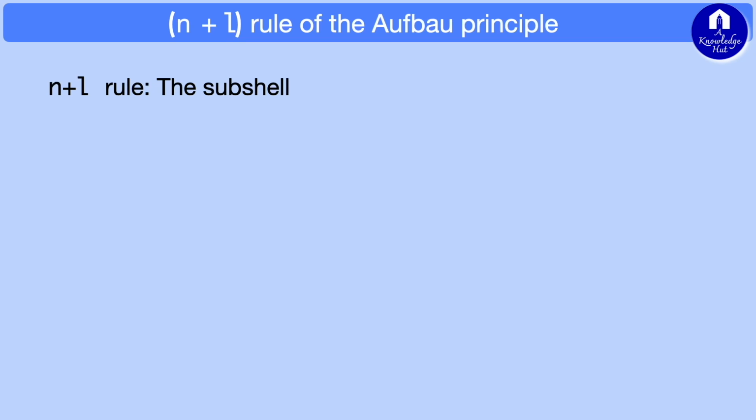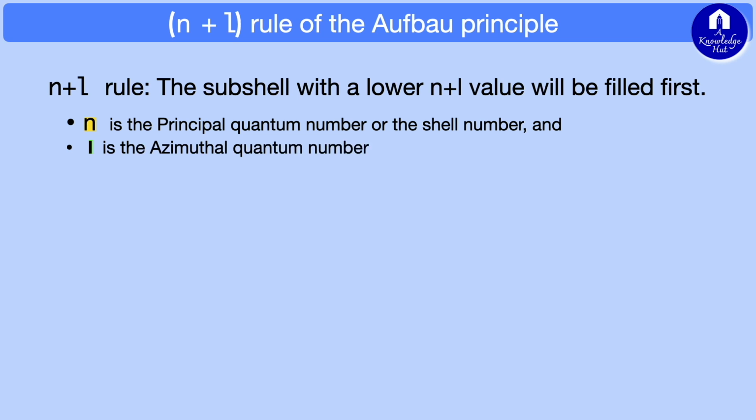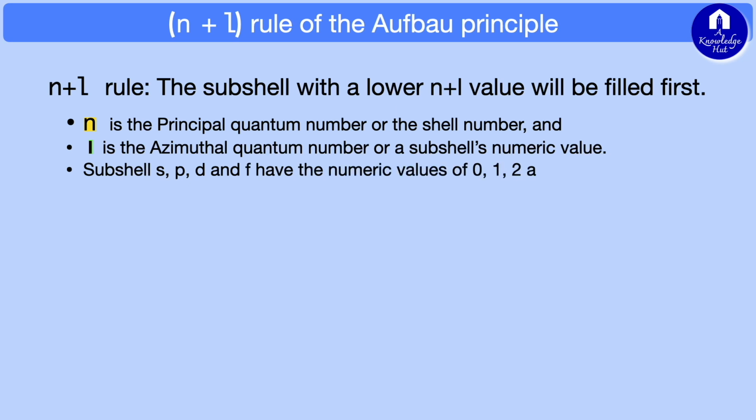As per the n plus l rule, the subshell with the lower n plus l value will be filled first. Here n stands for the principal quantum number, which is nothing but the shell number, and l stands for the azimuthal quantum number, which is the subshell's numeric value. Subshells s, p, d and f have the numeric values of 0, 1, 2 and 3 respectively.